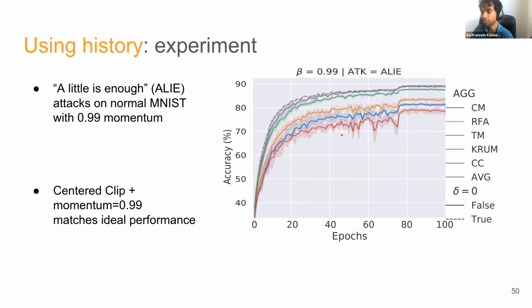I don't really go into theory here, but I just want to showcase that this intuition of momentum reducing the variance by a lot, and most of the time in practice not really introducing too much bias, leads to some really interesting algorithms. So here we see that centered clipping with 0.99 momentum actually recovers the full accuracy, the standard accuracy.